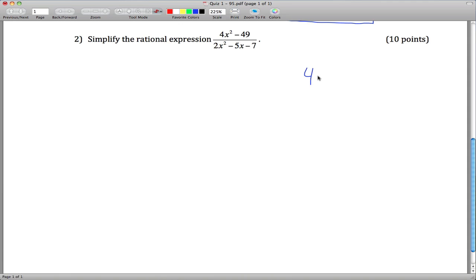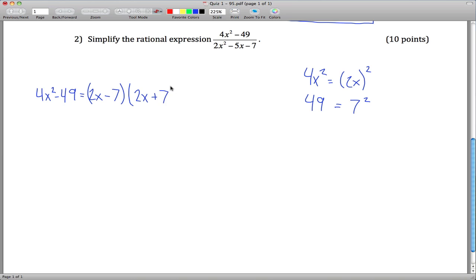Right? 4x squared is the same as 2x squared, and 49 is the same as 7 squared. So we have a difference of squares. Maybe you remember from class we can say 4x squared minus 49 is this first guy, this 2x, minus 7, and then that's multiplied by this first guy plus 7.